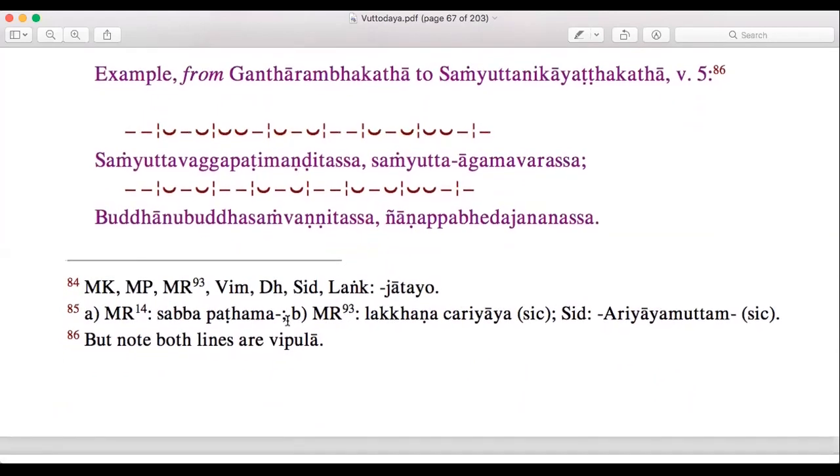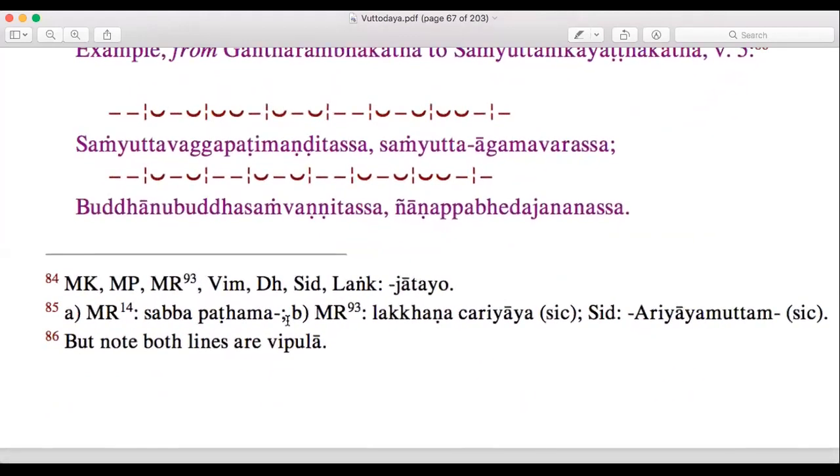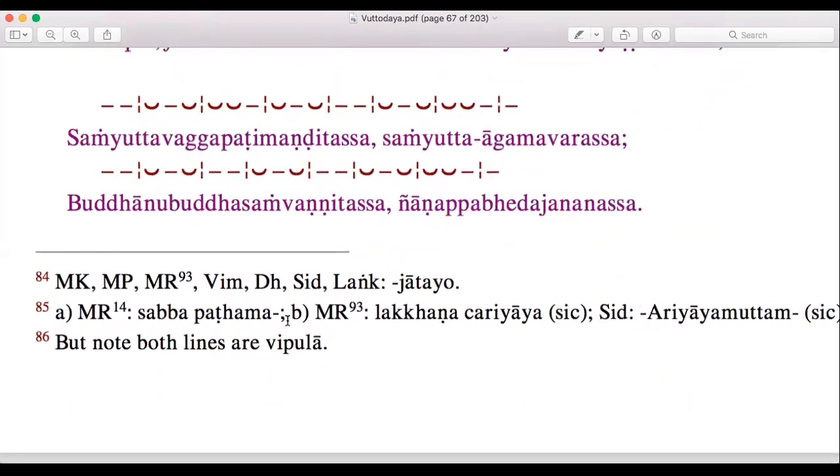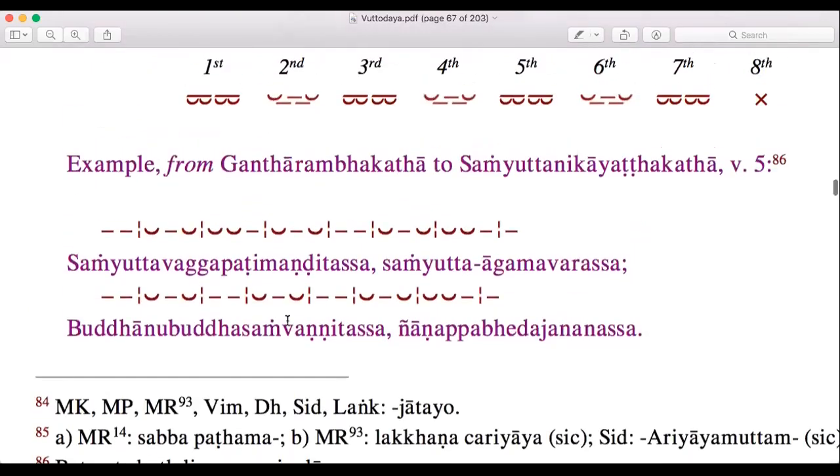So let's recite it. Sangyutta Vagga Patimanditassa Sangyuttagama Varassa. Sangyutta Vagga Patimanditassa Sangyutta Agama Varassa. Buddha Nubuddha Sangvan Nitassa Jnana Pabheda Jananassa. So this is the verse.